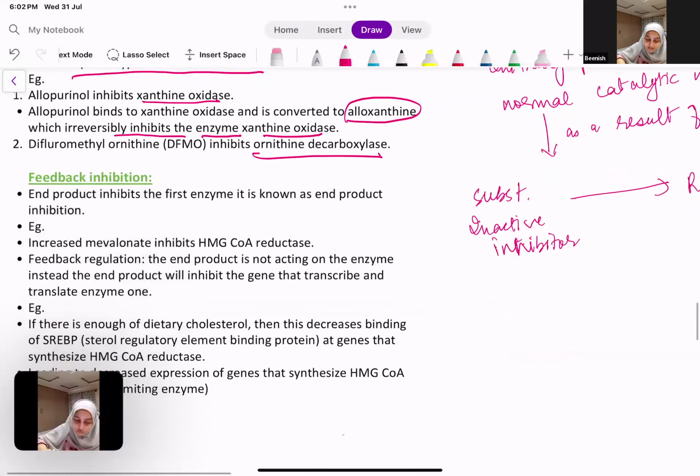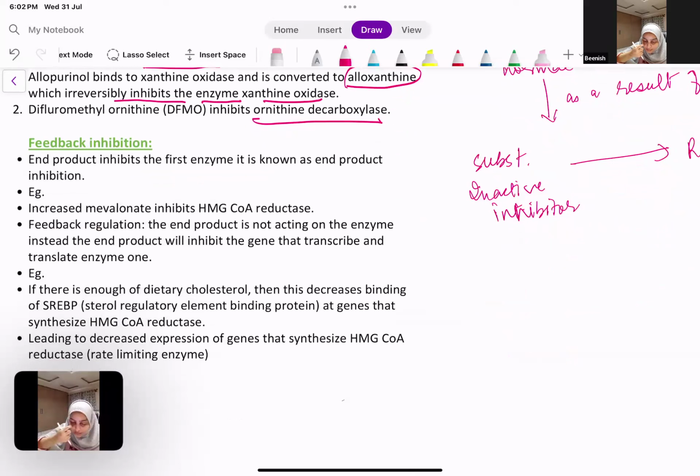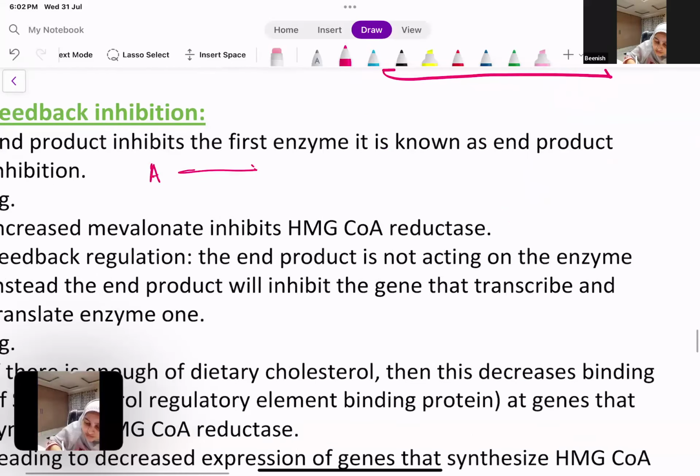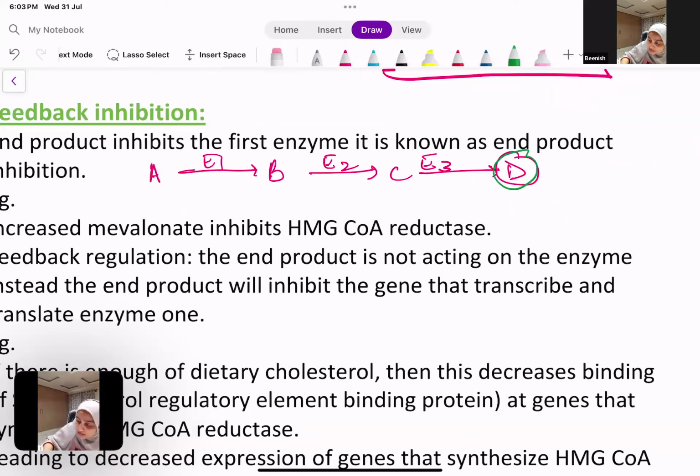Now talking about feedback inhibition, the end product inhibits the first enzyme. It is known as end product inhibition. For example, you have a substrate A which forms B, then B forms C, and then C forms D. So D is the end product, and this is brought about by various enzymes E1, E2, E3. Now what happens? This end product D that is formed is going to inhibit A. So this is known as end product inhibition.